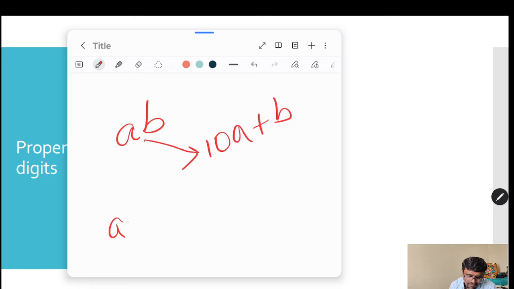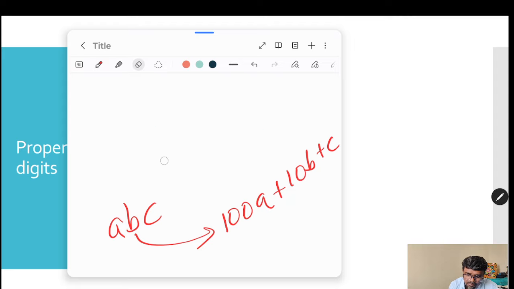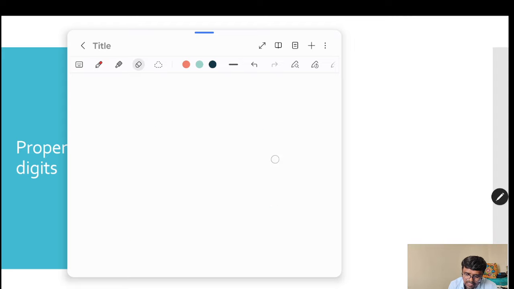In a similar way, if I write ABC as a 3-digit number, what is the value of ABC? It is 100A plus 10B plus C. This you need to understand, how the place value will be written. So this is about the place value of a given number.